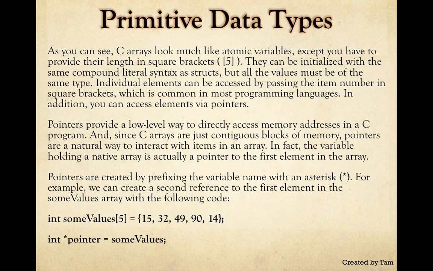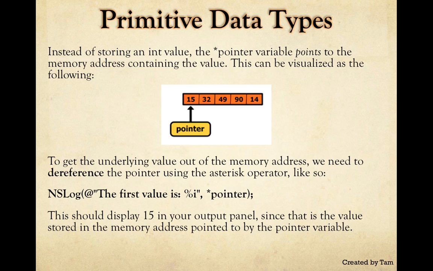For example, we can create a second reference to the first element in the sumValues array with the following code. int sumValues[5] = {15, 32, 49, 90, 14}; int *pointer = sumValues; Instead of storing an int value, the pointer variable points to the memory address containing the value. This can be visualized as the following. So the pointer is pointing to 15, the first index of the array.